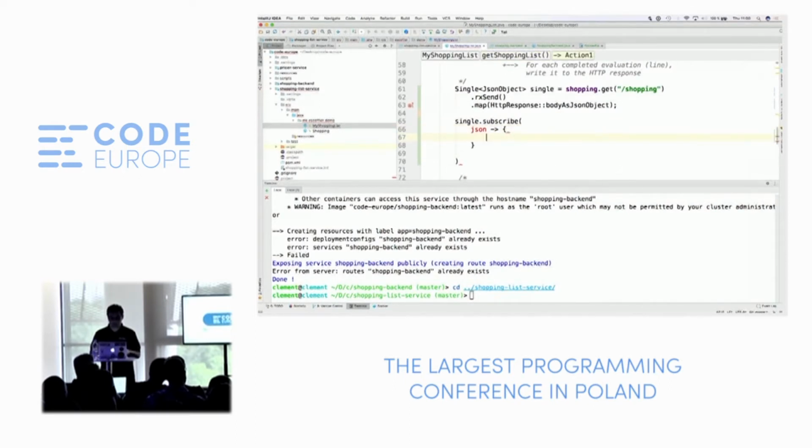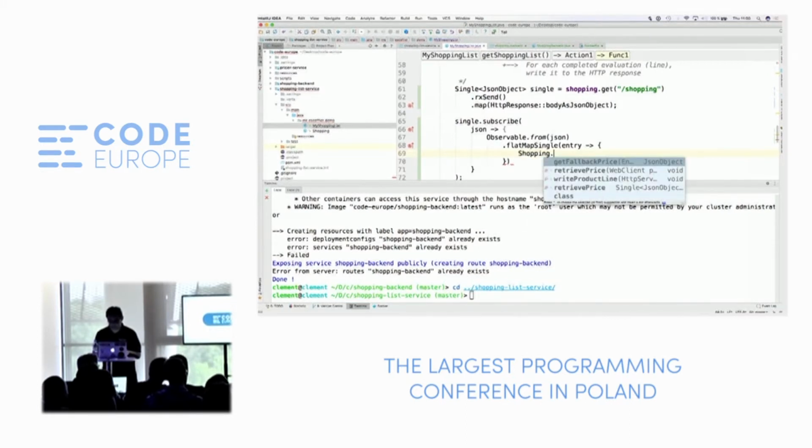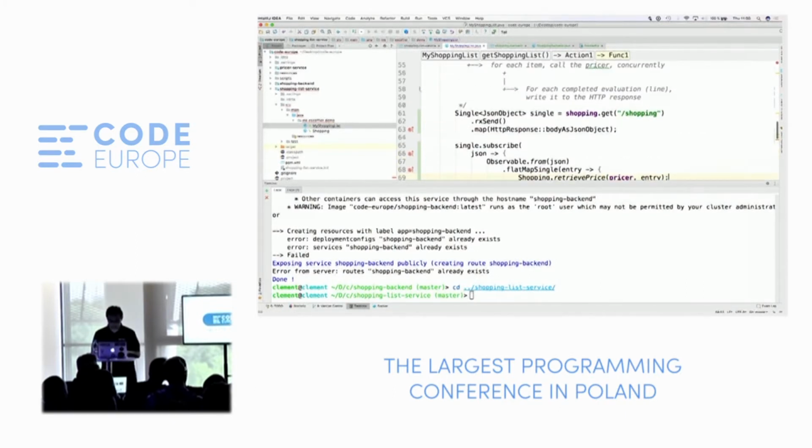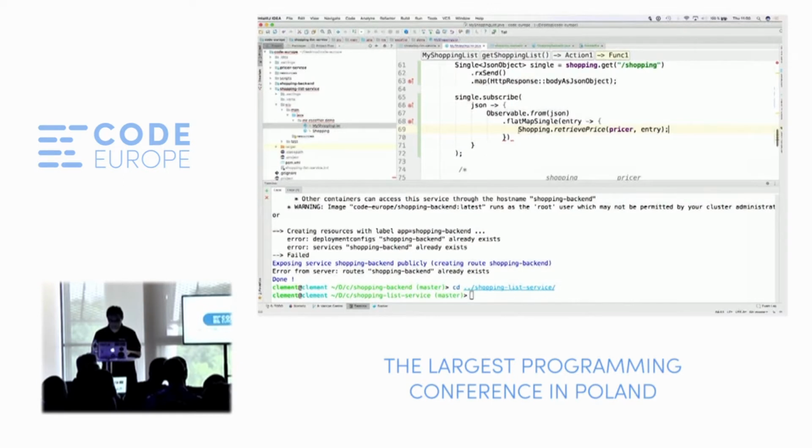So JSON is my shopping list. I will create a new observable from that. And every time that I have an entry, I'm going to call the pricer. So I made a small utility method to do that. It's exactly the same code as here, so don't worry. And I just need a return.